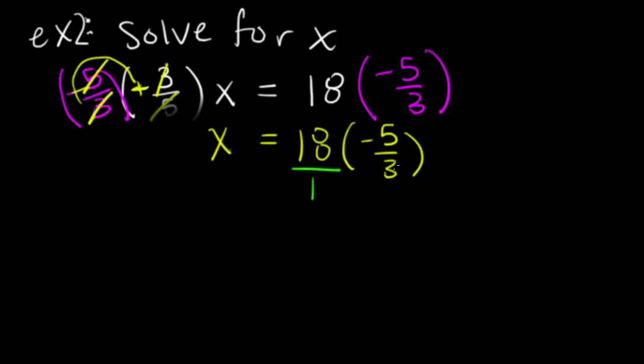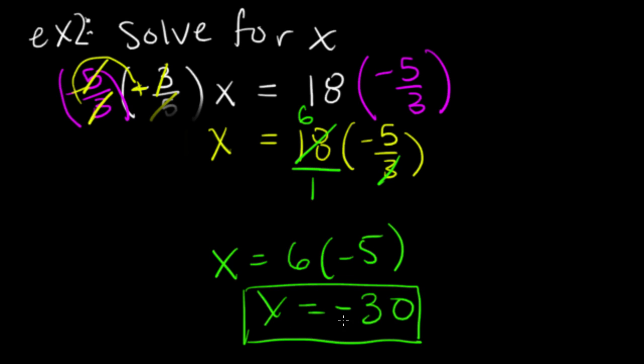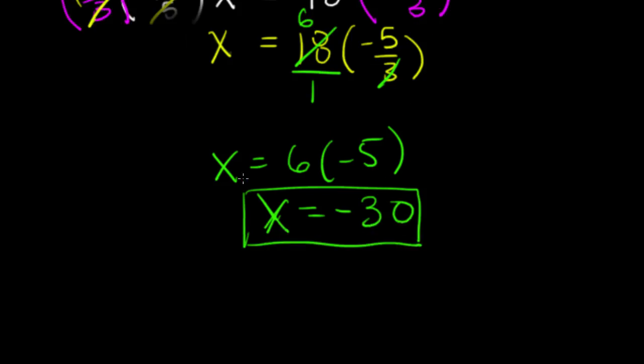So 18 divided by 3 basically factors into 6. So x equals 6 times negative 5. X equals negative 30. All right, so not too bad, I hope. I hope you guys are understanding it thus far. So let's move on to something a little bit more difficult in our final example. And hopefully you guys can stay with me.